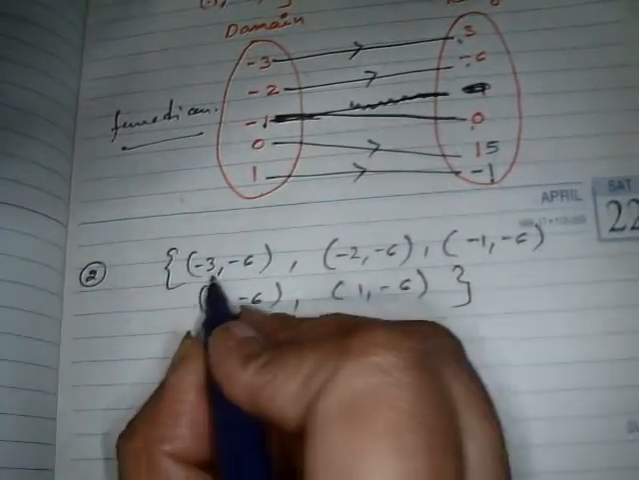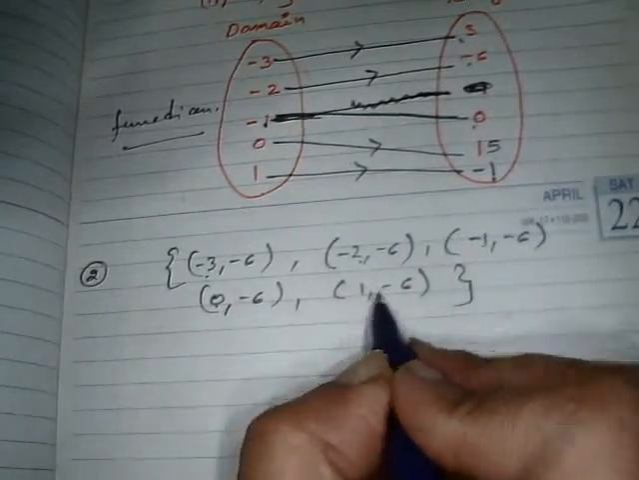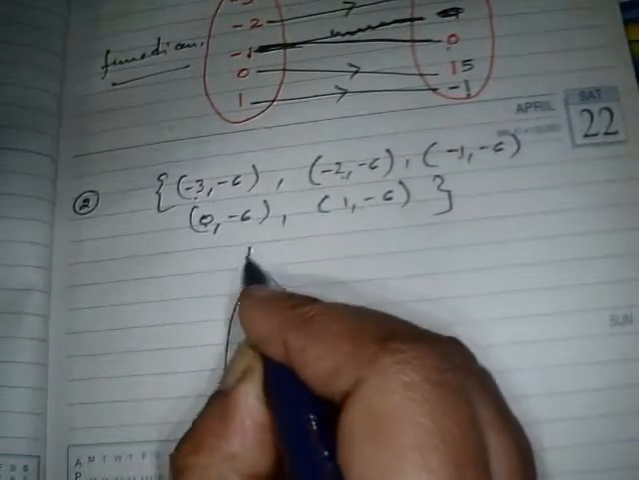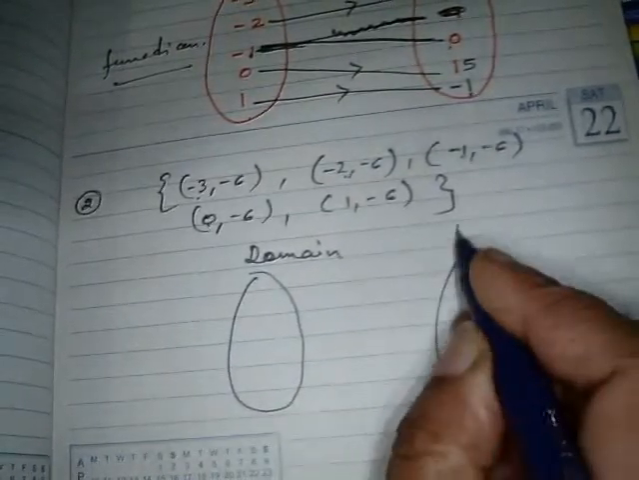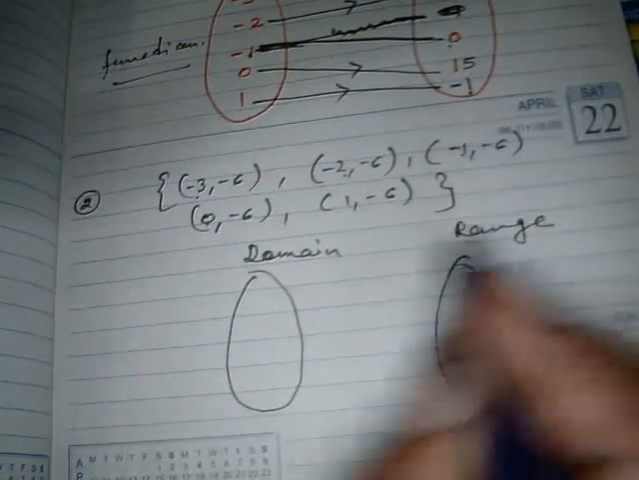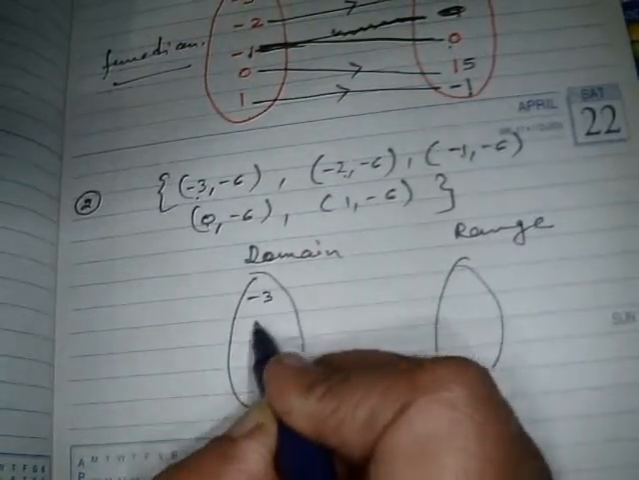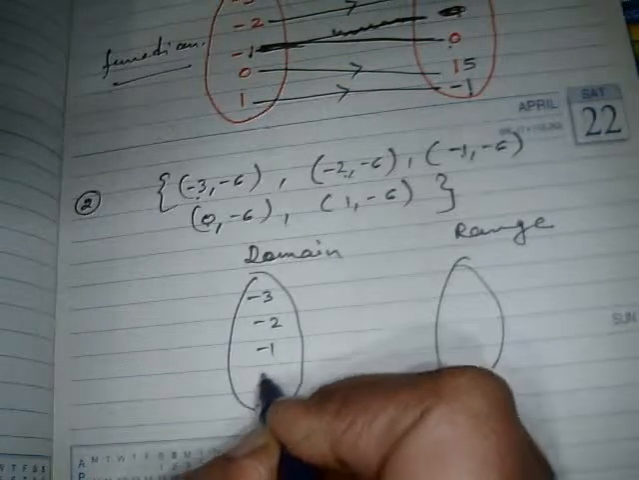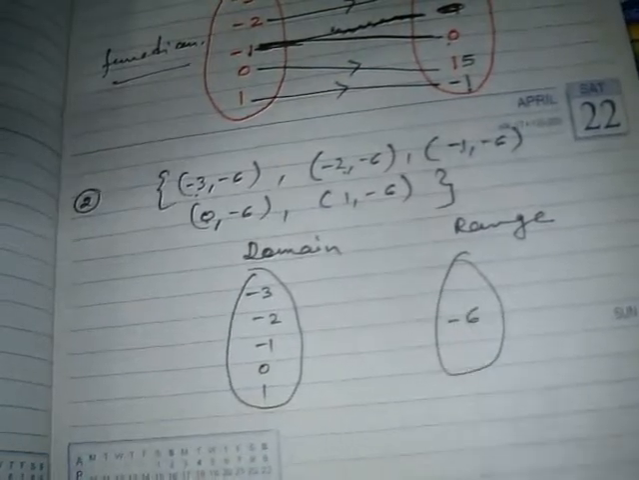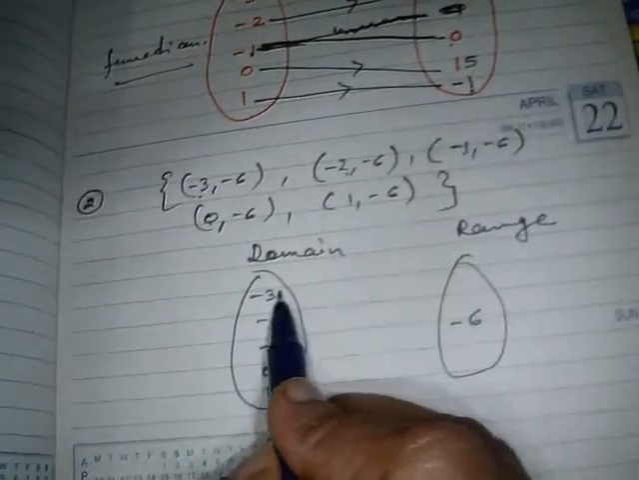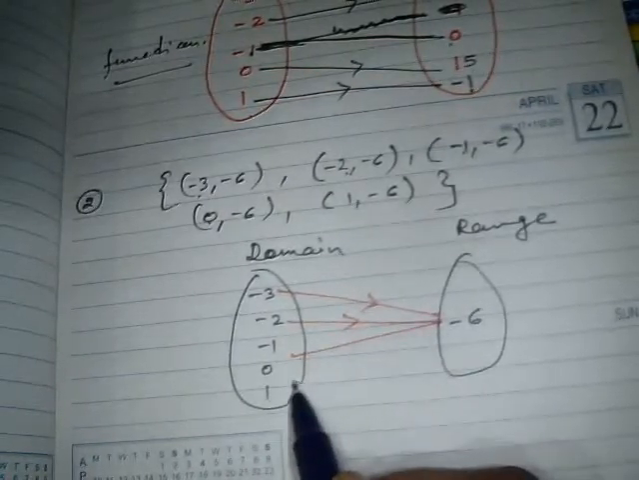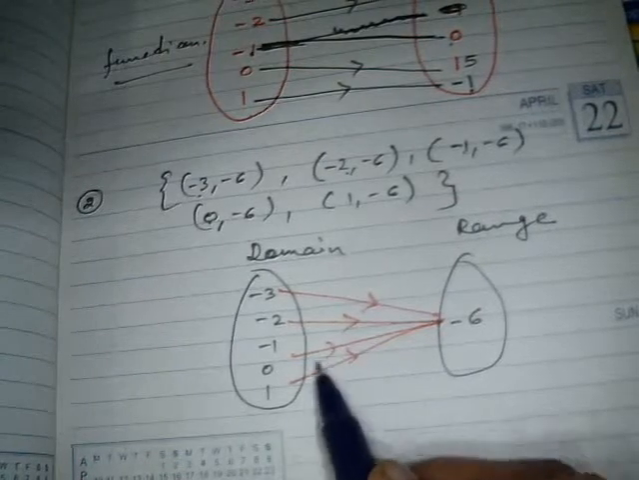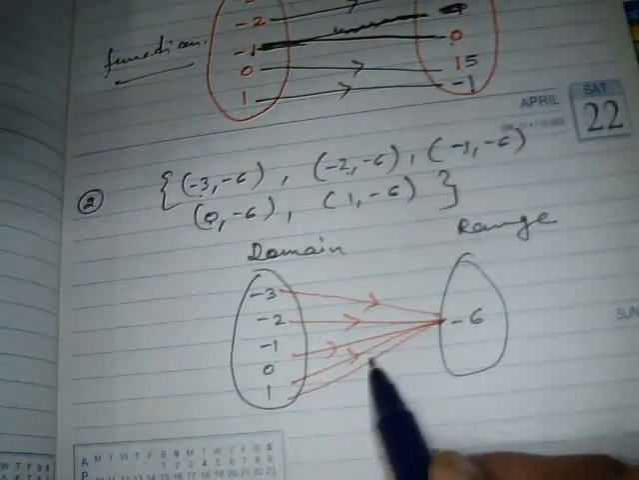This is your domain, this is your range. In this I need to write the x values, -3, -2, -1, 0 and 1. In here I need to write -6 only. What is happening over here, every x is having the same image in the set P.